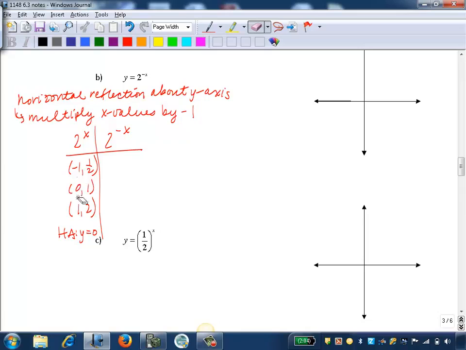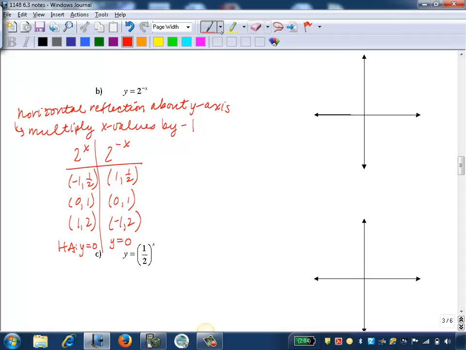So I'll take the x values of all of these ordered pairs and multiply them by negative 1 to perform that horizontal reflection. So the negative 1, 1/2 becomes positive 1, 1/2. The 0, 1 will stay the same, since 0 times negative 1 is still 0. And then the 1, 2 will become a negative 1, 2. Now that horizontal asymptote, remember that's a y value or a set of y values, so it's not going to change because we're only changing x values here. So that horizontal asymptote will remain at y equals 0.